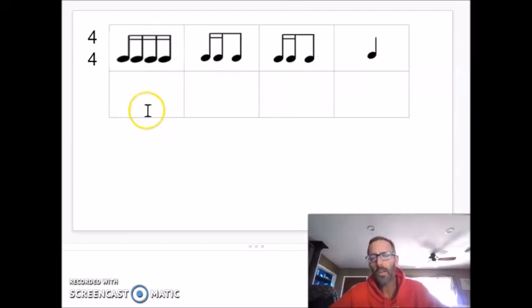How about this next one? Look at beat 1. 1 E and a. Look at beat 2. 2 E and. Beat 3. 3 E and beat 4. 4. Sounds like this. Listen, 1 E and a, 2 E and, 3 E and 4.